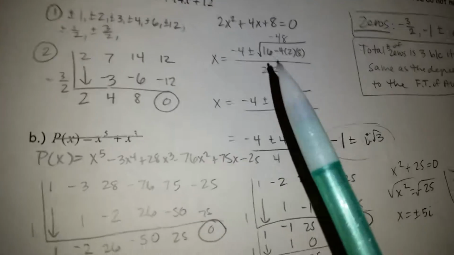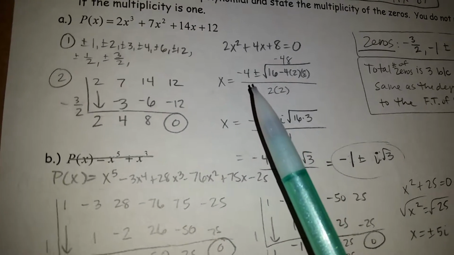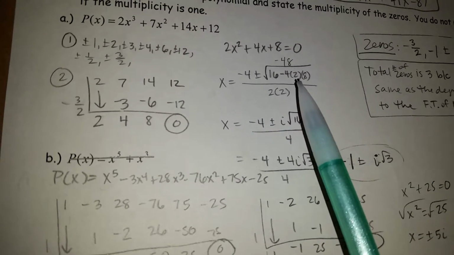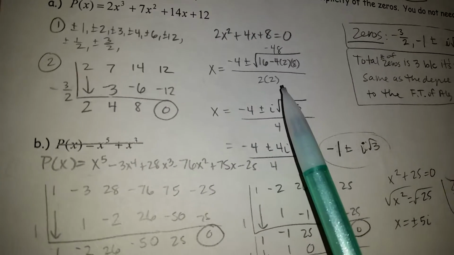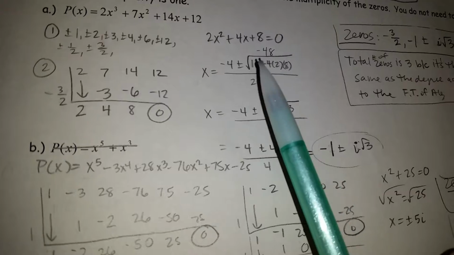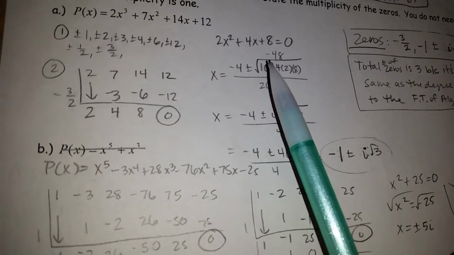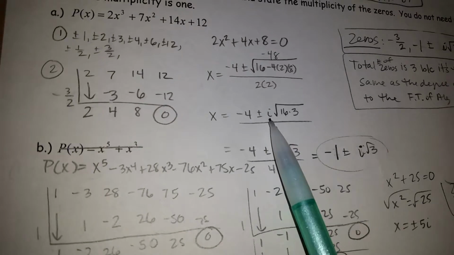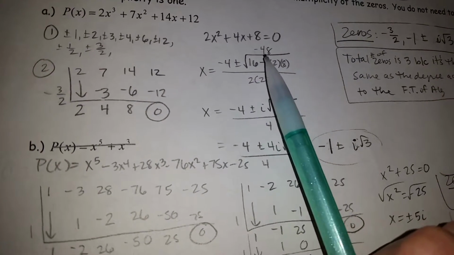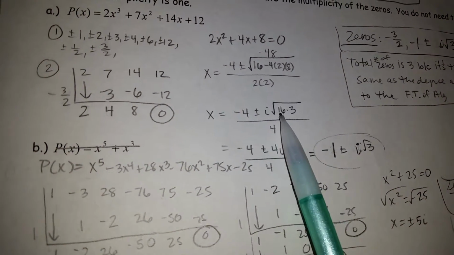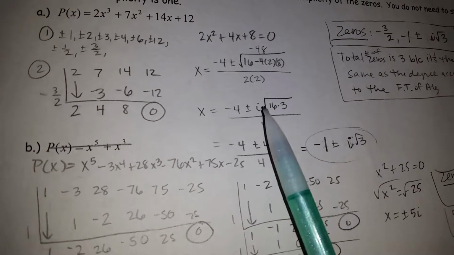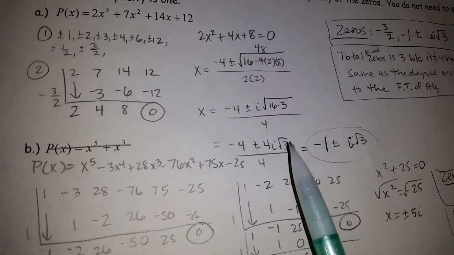So if you didn't divide by 2, I'm going to go over that with you. You'd have the opposite of 4 plus or minus the square root of 16 minus 4 times 2 times 8, over 2 times 2. When you simplify under the radical, you're going to have negative 48. I'm going to bring the i out first because it's a negative. And then the biggest perfect square in 48 is going to be 16. So I'm going to simplify this radical to 4i root 3.